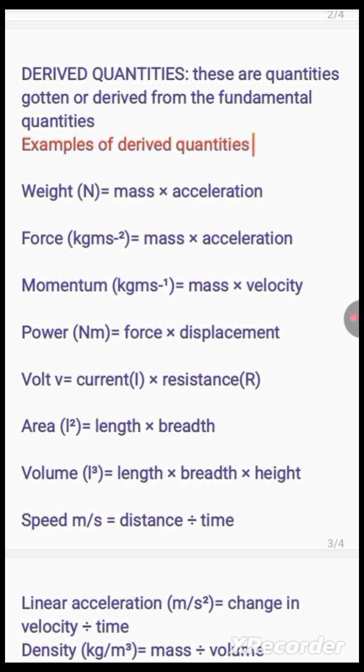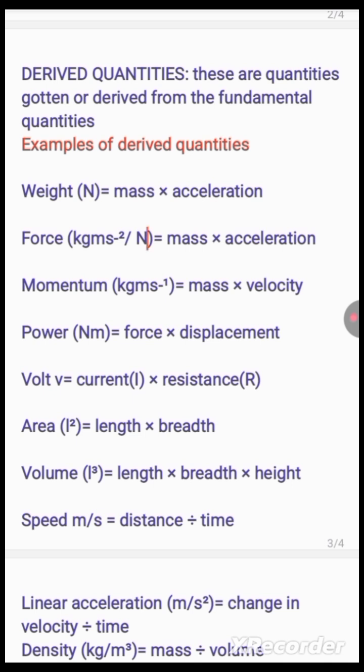Then the next derived quantity is momentum. Momentum is gotten from the product of the mass of a body multiplied by the velocity of that body. It is gotten from the product of the mass of a body multiplied by how fast the displacement of that body is changing with time. Its unit is kilogram meters per second. Then the next derived quantity is power.